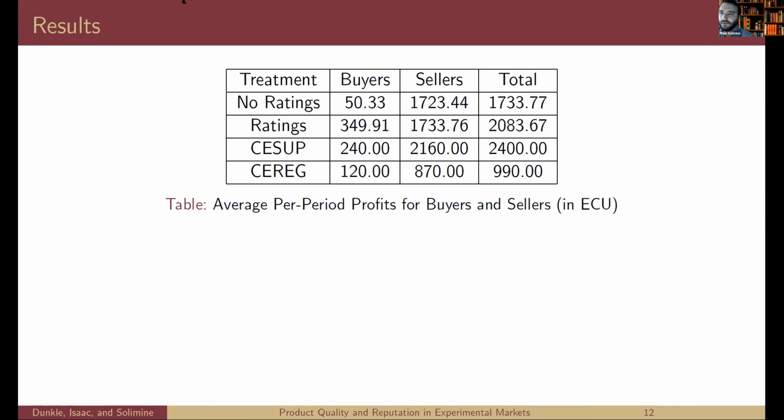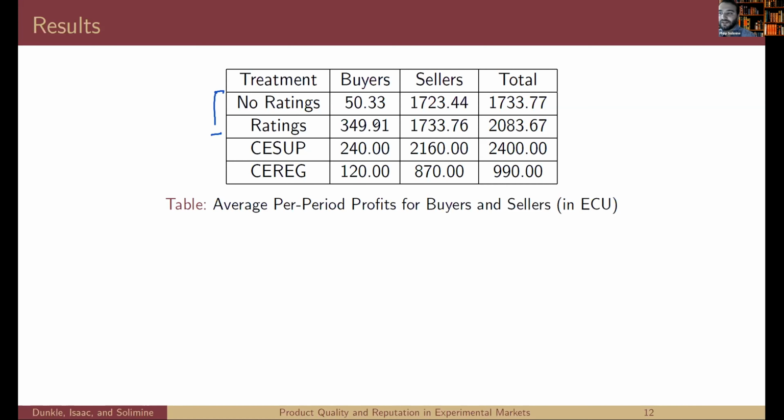At the top here, we'll see that we have the actual values, and then down at the bottom, we have the competitive equilibrium values. So just to pick a couple things out on this table that you all might find interesting. We'll see that, of course, in the no ratings baseline, the buyers do significantly worse than both the competitive equilibrium for just a supermarket and the competitive equilibrium in a market for just regulars.